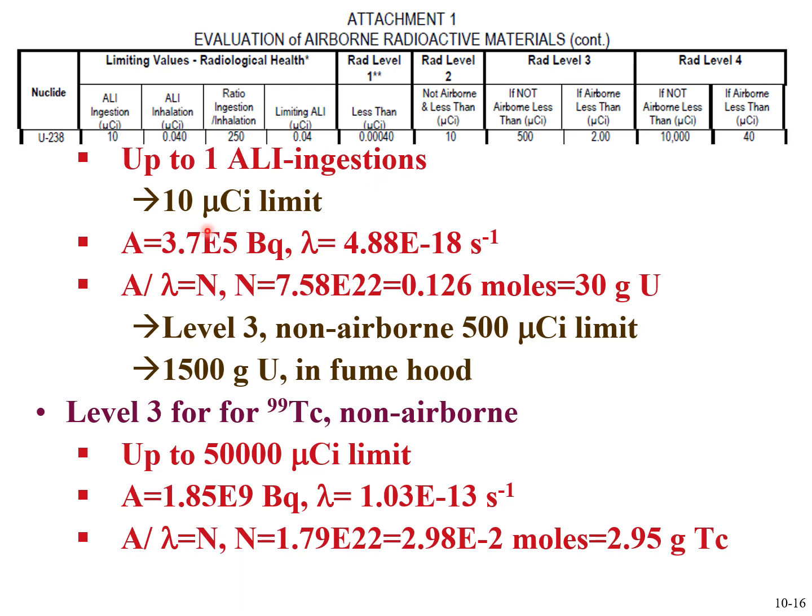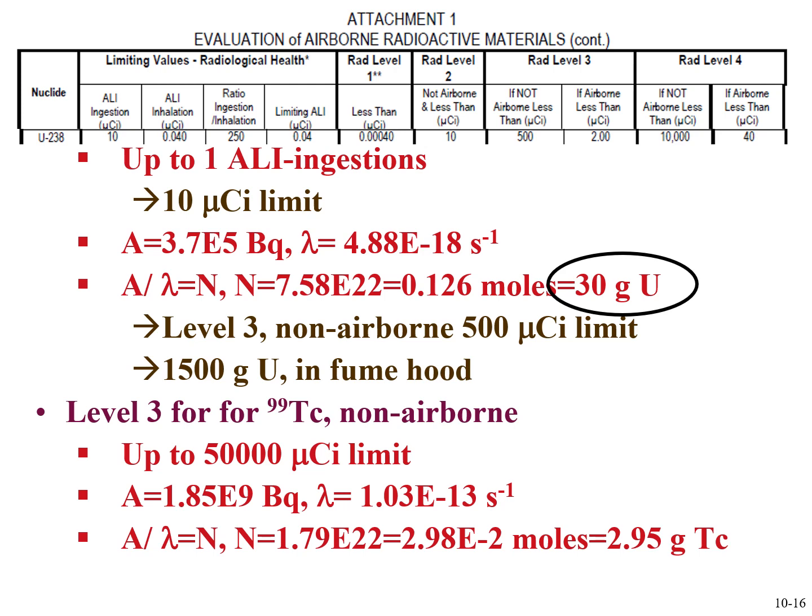So I take 10 microcuries, I convert that to becquerel, I get my decay constant for uranium-238. I solve this equation. I see that 10 microcuries is 7.6 times 10 to the 22 atoms of uranium-238. That is 0.126 moles, and that winds up being about 30 grams of uranium-238. So this says non-airborne uranium-238. If I had 30 grams of uranium-238 in solution, I would be at one ALI. So I could work with this on the benchtop.